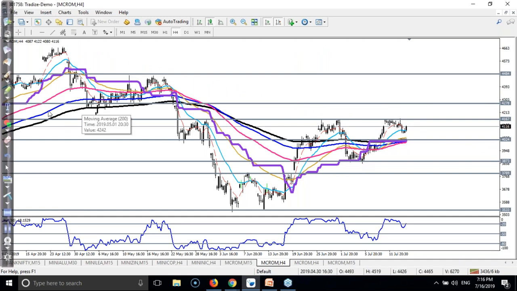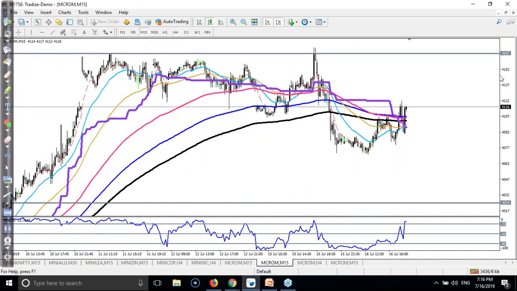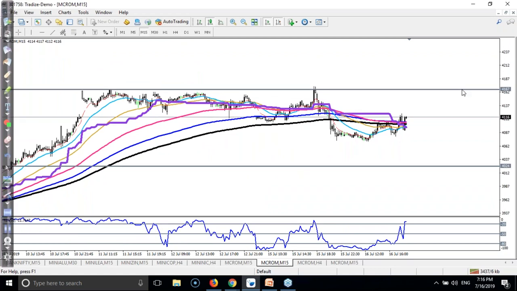Okay, let me remove this one. So now you can see this is our 15 point we placed here, right? This is the resistance line. So do you have any query?